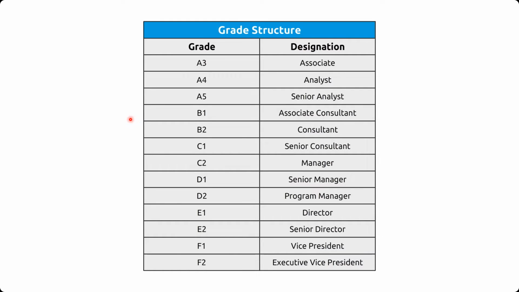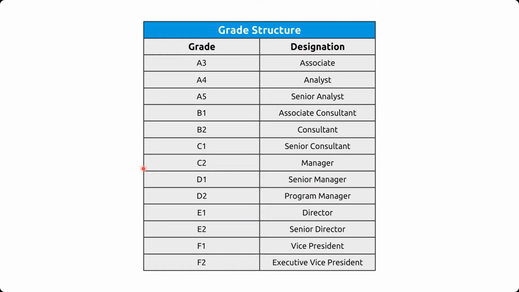Now moving on to associate consultant B1 and B2. Generally experienced candidates are considered for these grades. If you are within Capgemini and you are opting for promotion, you will be promoted in this manner: from associate to analyst, then analyst to senior analyst, then from senior analyst to associate consultant, and from associate consultant to consultant, which is B2. Now there is something that has to be made clear in this regard, something you need to note when you are moving up the ladder in Capgemini.